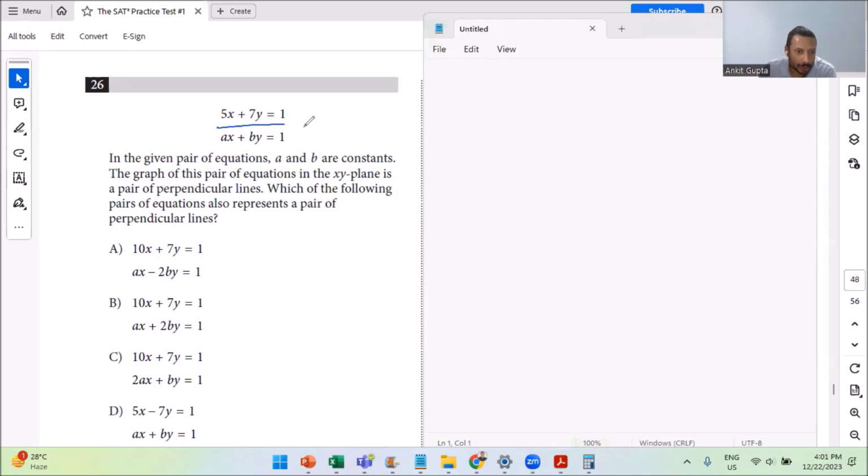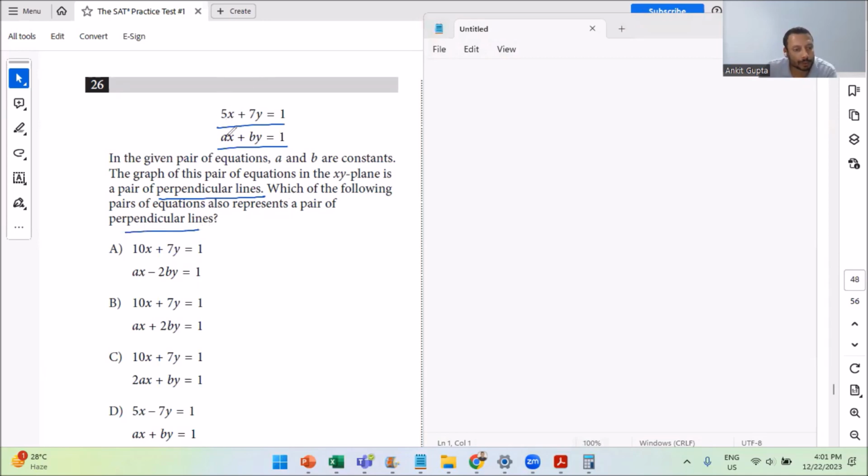5x plus 7y is equal to 1. Ax plus by is equal to 1. So simultaneous equations are given to us. In the given pair of equations, a and b are constant. The graph of this pair of equations in the xy plane is a pair of perpendicular lines. Now, if the two lines are perpendicular, we know that product of their slopes will be equal to -1. Which of the following pair of equation also represents a pair of perpendicular lines?